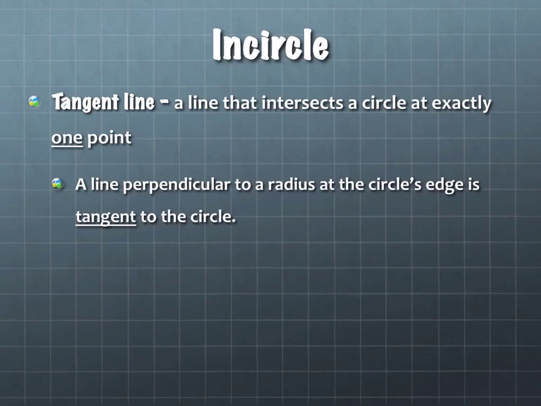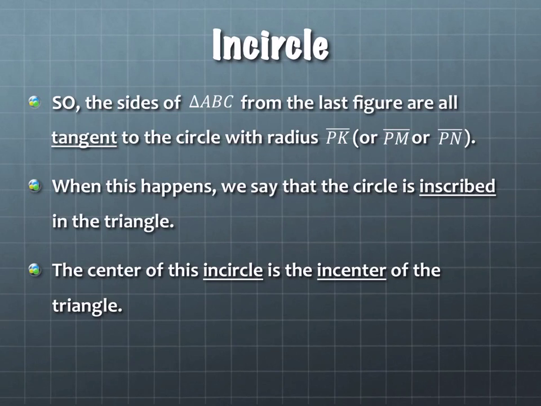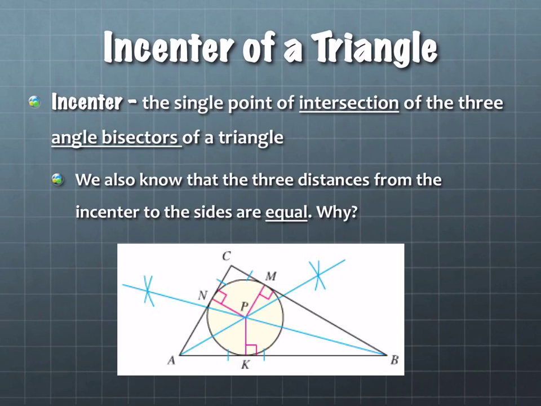And if we combine that image from the last screen with this definition, we can actually see that the sides of triangle ABC, like I mentioned from the last figure, are all tangent to the circle. And the circle then has this radius of PM, PK, or PN.